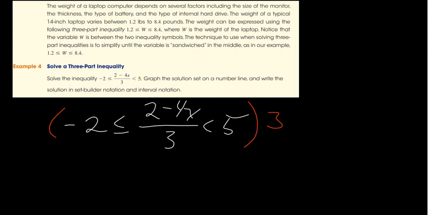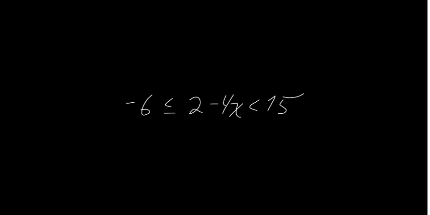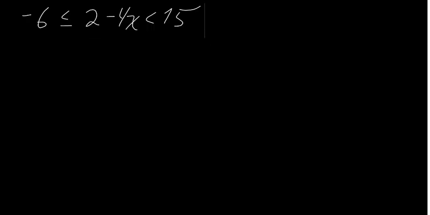So if we multiply the entire problem by 3, we end up with negative 6 is less than or equal to, and then the 3's cancel, so we have 2 minus 4x, which is less than 15. Okay, we're out of room, so let's go ahead and snip this and put it on the next page. Okay, so that's where we're at.